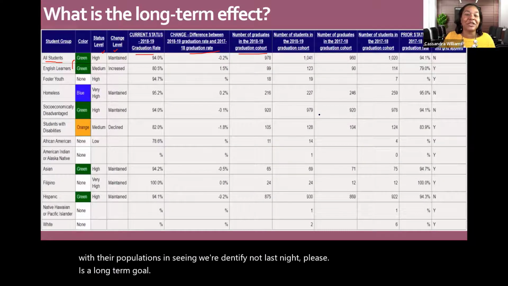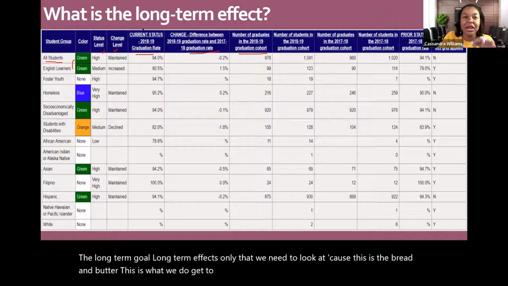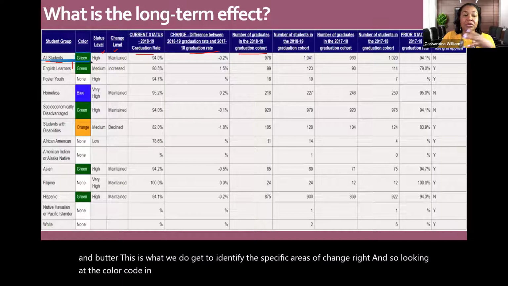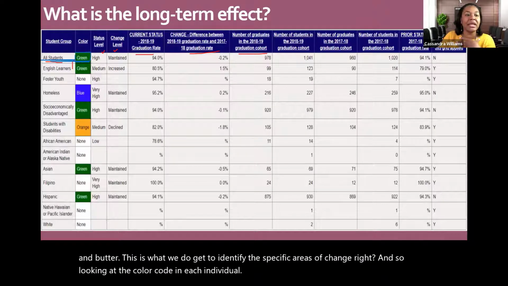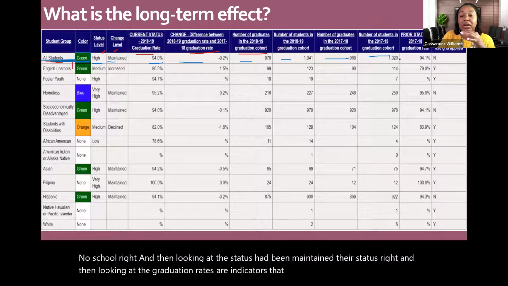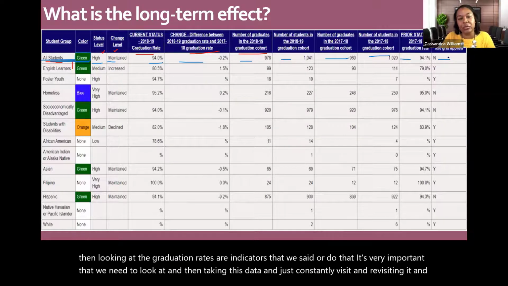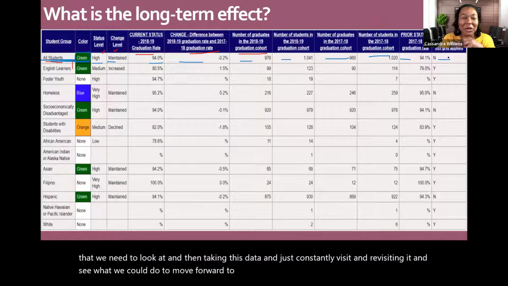Now, last but not least is the long-term goal. The long-term goal and the long-term effect is something we definitely need to look at, because this is the bread and butter. This is what we look at to identify the specific areas of change, right? And so looking at the color code in each individual school, right? And then looking at the status, have they maintained their status? Right? And then looking at the graduation rates or the indicators that we deemed very important that we need to look at. And then taking this data and just constantly revisiting it and seeing what we could do to move forward to have an extraordinary school. So I hope you enjoyed.